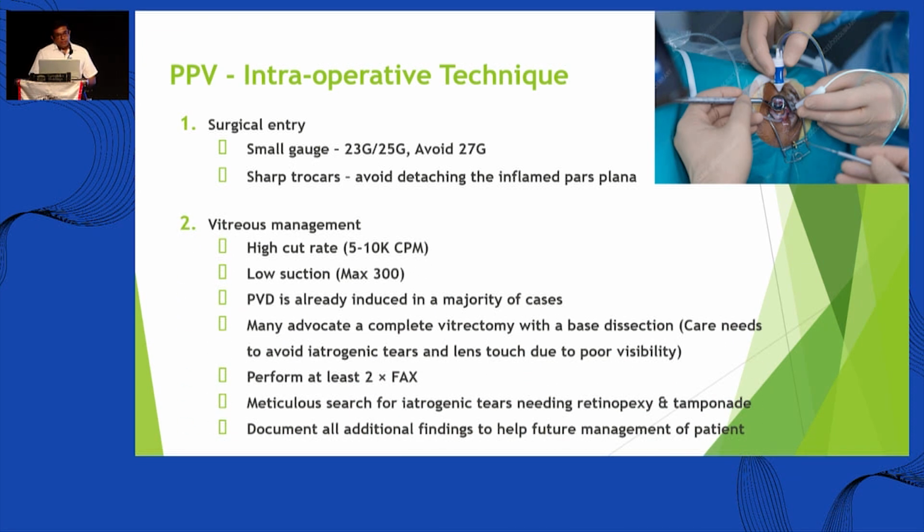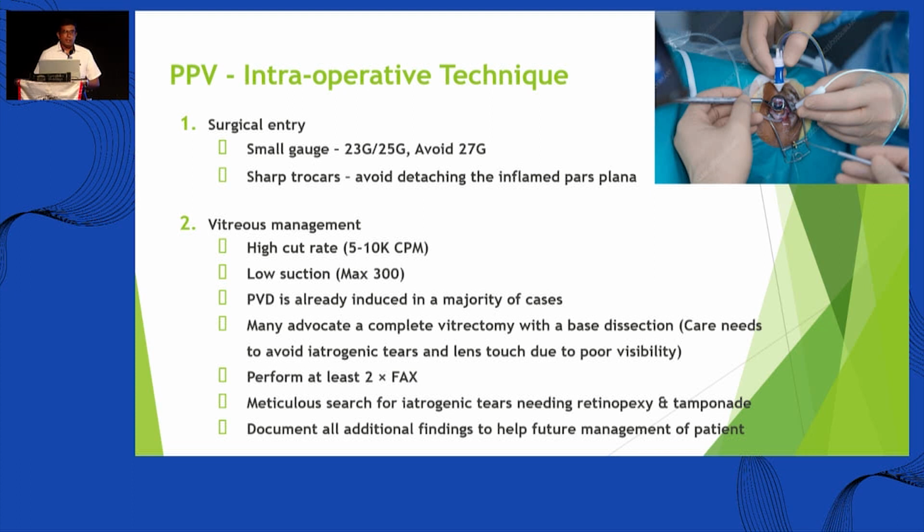How do you manage your vitreous? High cut rates, obviously, 5 to 10,000 cuts per minute, and low suction. Don't go beyond 3,000. Because the posterior vitreous is already detached in most of these patients, you don't need to remove it altogether. And you have to try to do a base dissection as much as possible, but be careful.